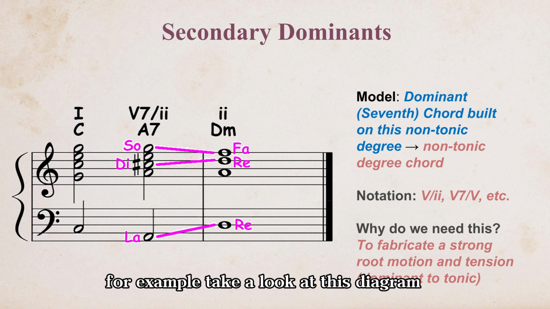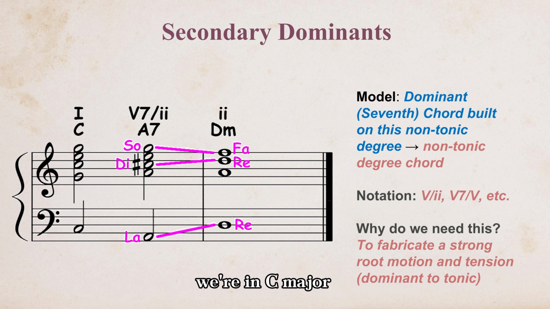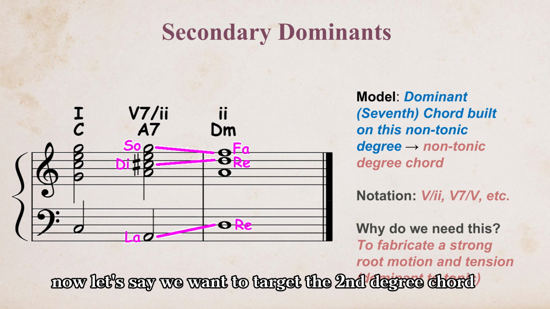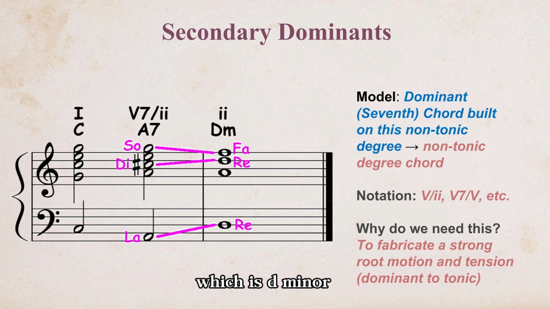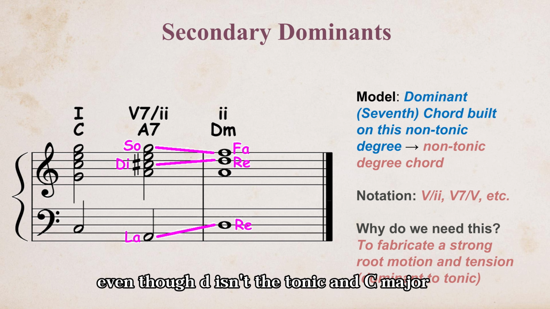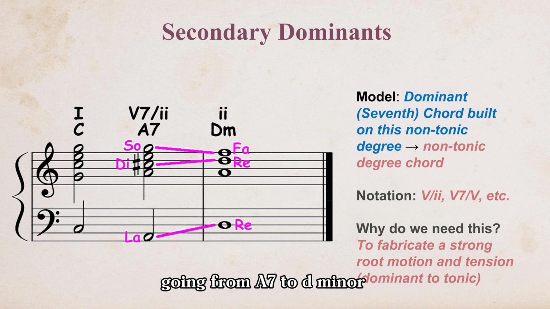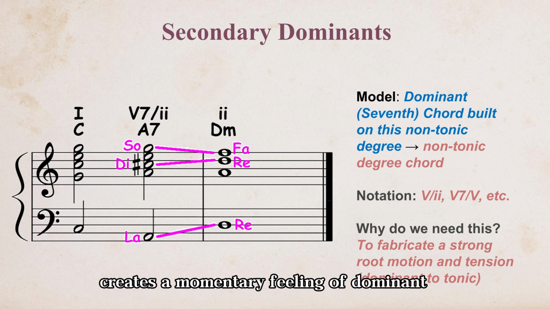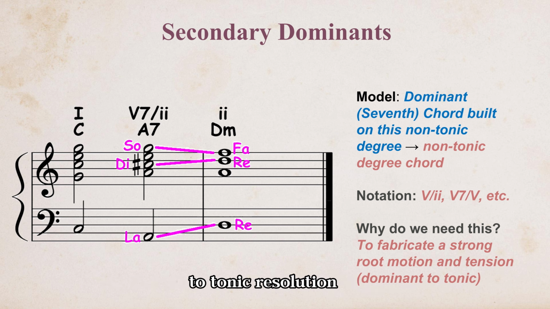For example, take a look at this diagram. We're in C major. Now, let's say we want to target the second degree chord, which is D minor. We can put an A seventh chord in front of it. That's the dominant seventh of D. We name this as dominant seventh chord of the second degree. Even though D isn't the tonic in C major, going from A seventh to D minor creates a momentary feeling of dominant to tonic resolution.